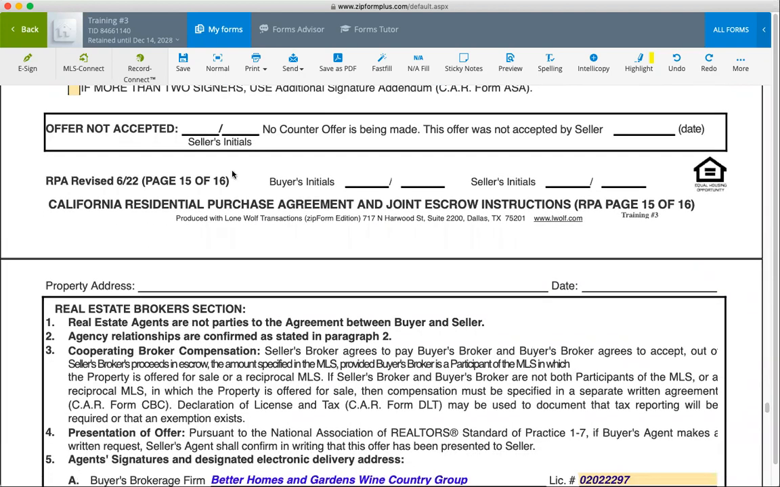And then finally, we do like to get this initialed. If you have multiple offers, you're a listing agent, and you're going to reject an offer, or let's just say the seller doesn't want to accept that offer, get this initialed to send it back. No counter offer being made. The seller has not accepted the offer, and put a date. It's just a good practice.